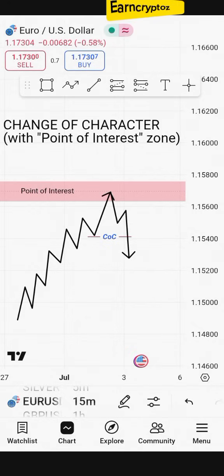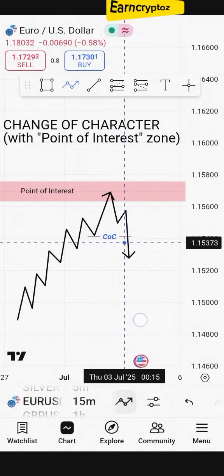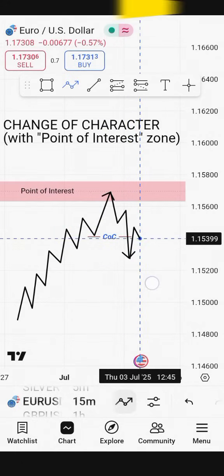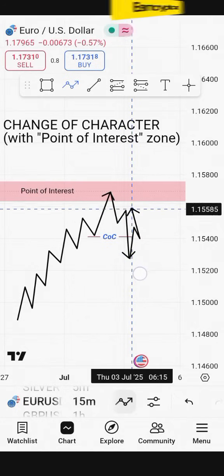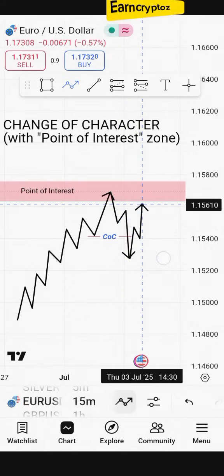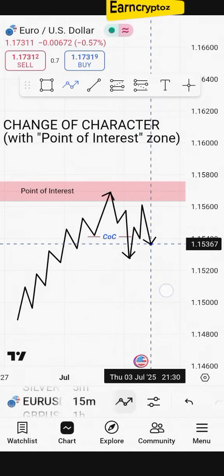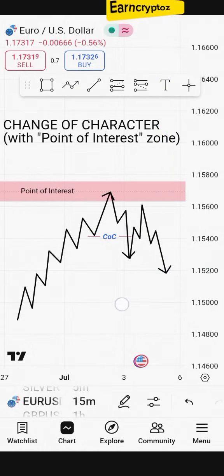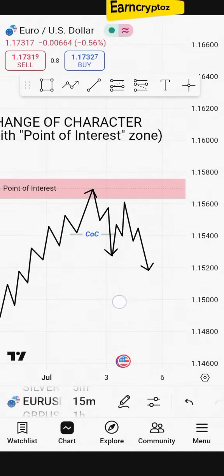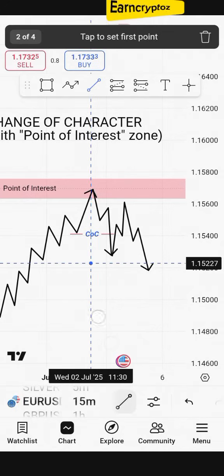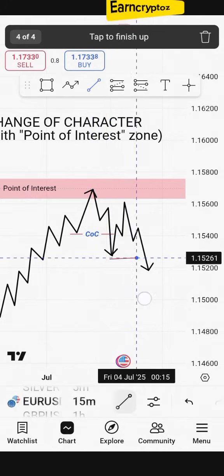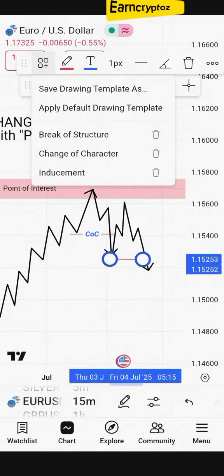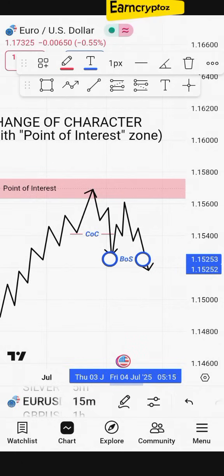Okay, so when that happens, the next thing is to wait to see if we're going to see a pullback like this. A valid pullback is more important. Once you see a valid pullback and then price goes below and breaks the change of character, that is your break of structure. Immediately you see change of character plus break of structure, that is equal to trend change.